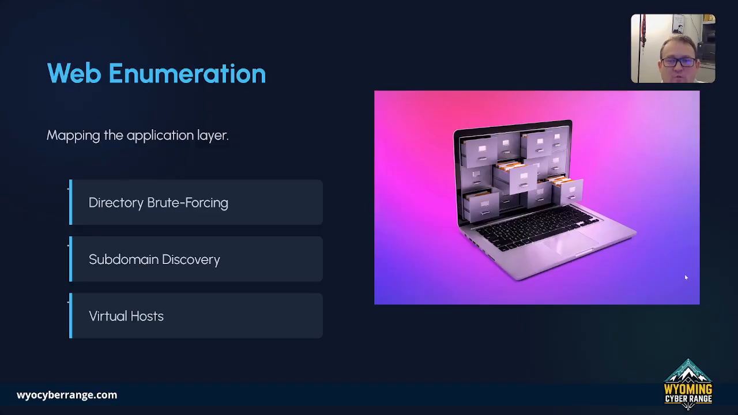Let's get into something a little more fun. We've got web enumeration. We can look at the applications. Now, we need to find the pages they don't list on their homepage, right? And so we can do things like directory brute forcing, subdomain discovery, and virtual hosts.